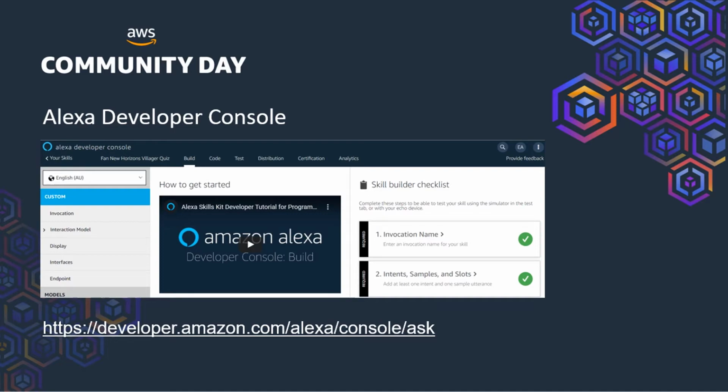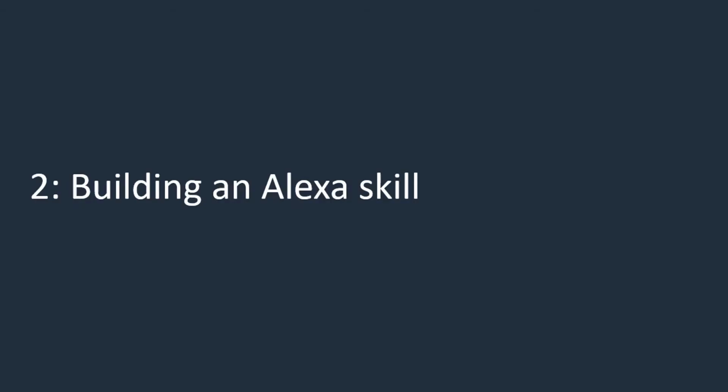So that's that. Okay, so those are the two sort of pathways to building an Alexa skill. And now I'll show you how I went about building my flash briefing skill. I did one of each. I used a blueprint and I used the developer console for it.